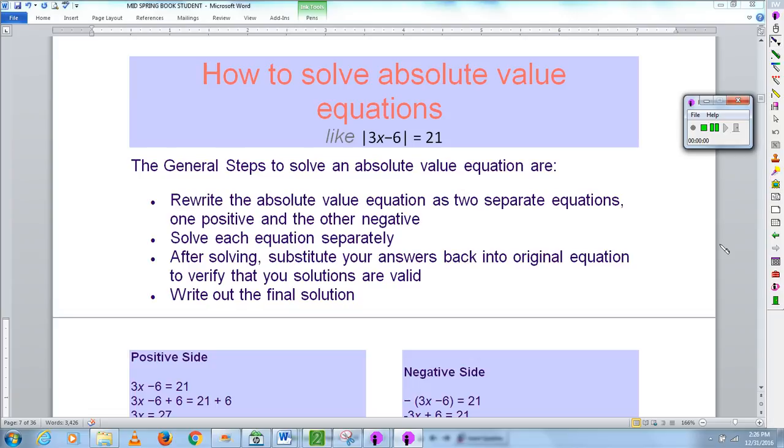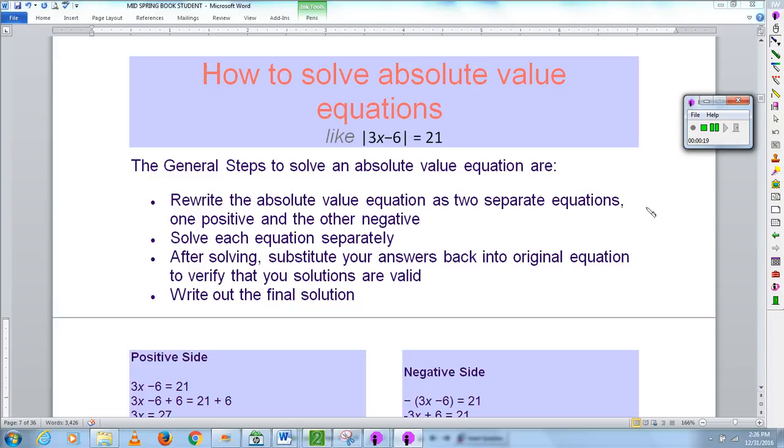In this video, we are going to learn how to solve an absolute value equation, such as the absolute value of 3x minus 6 equals 21. There are 4 steps that you are going to apply when you want to solve an absolute value equation.